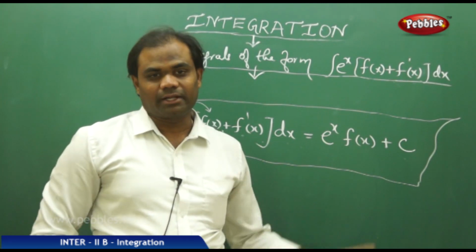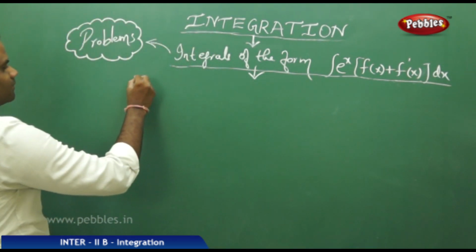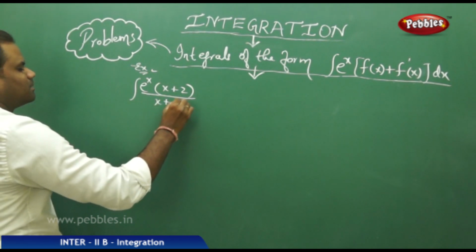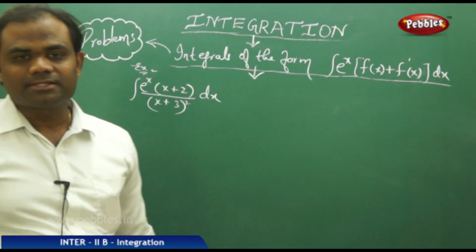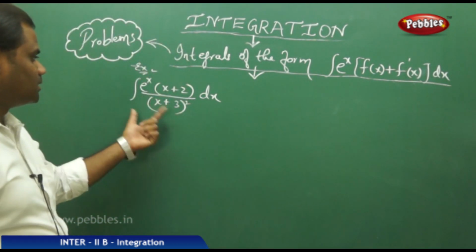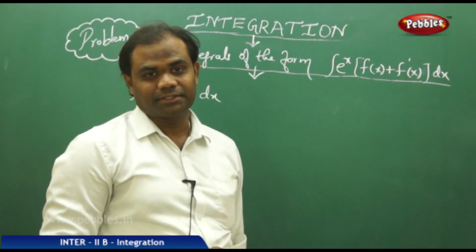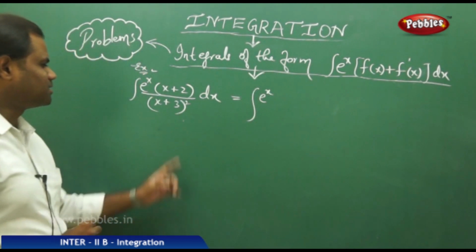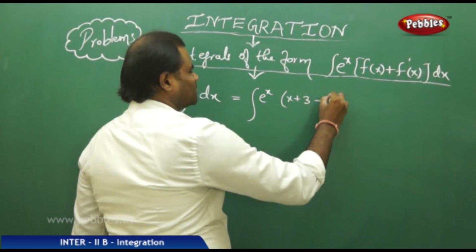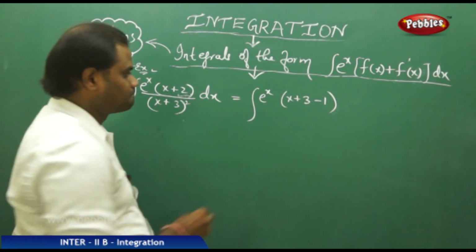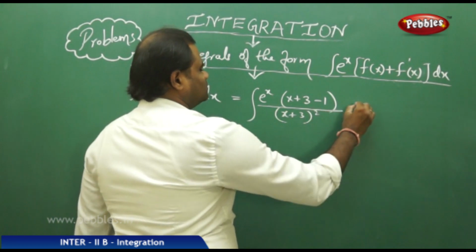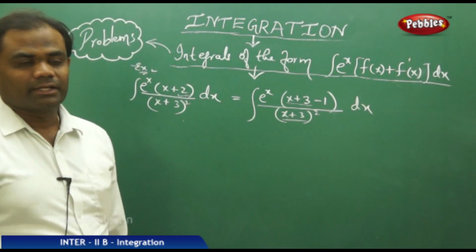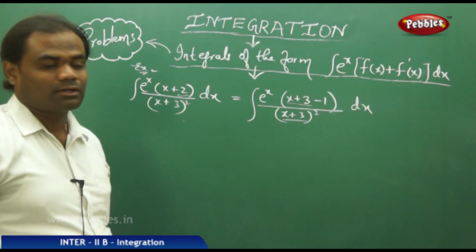So let's see some example problems connected with this formula. For example, I have to evaluate the integral of e power x times x plus 2 by x plus 3 whole square dx. Now let's see if I can use this exclusive formula in integrating this, when this is converted into the form f of x plus f dash x. So let's try to split the terms. As I see here, I can modify this function by writing x plus 2 as x plus 3 minus 1, because 2 is written as 3 minus 1. The idea behind writing 2 as 3 minus 1 is to make these two similar, so that I can split and get the simplification done easier.